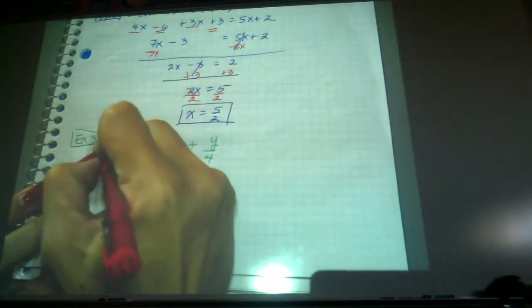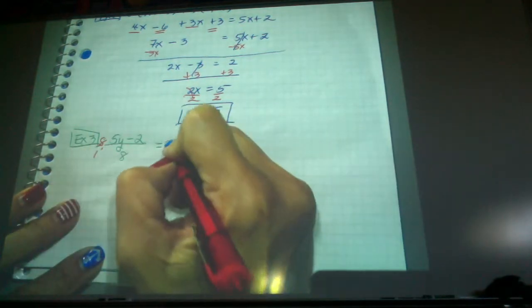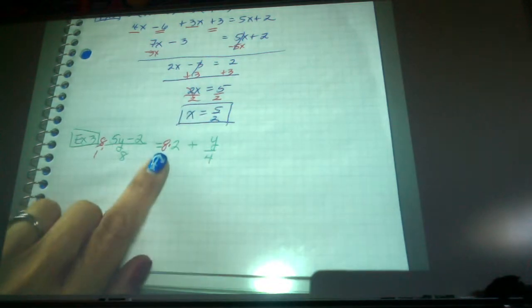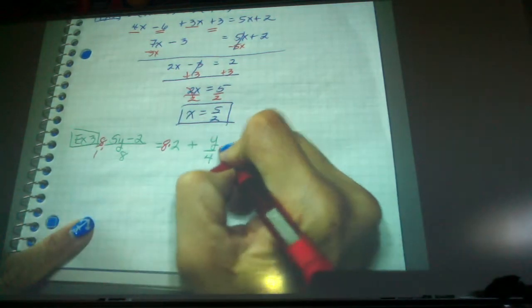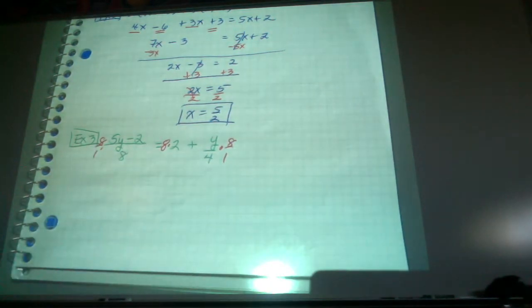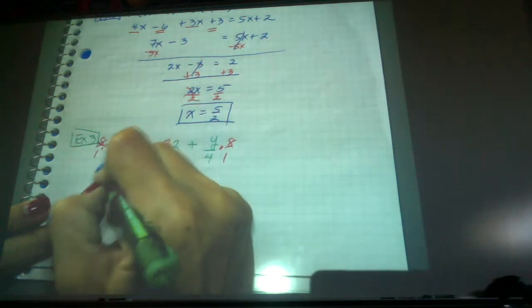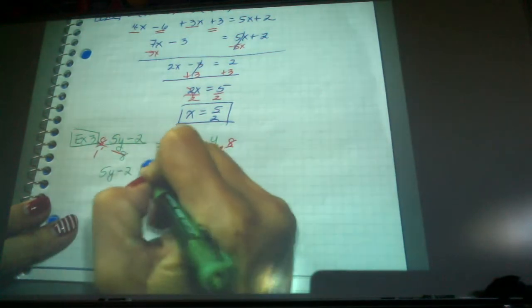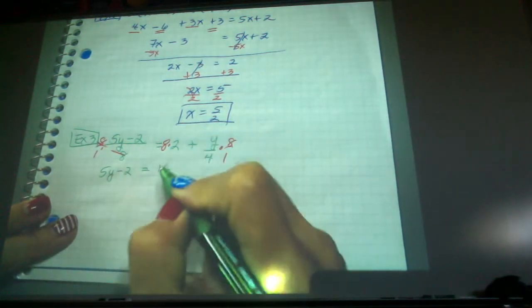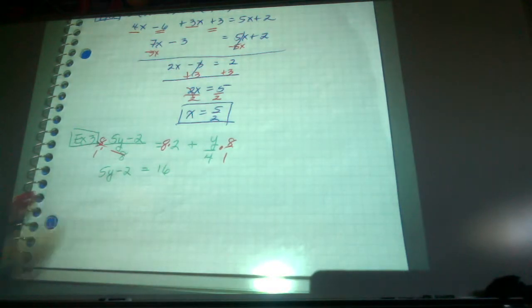So I want to multiply this term by 8 over 1. I want to multiply the 2 by 8, and that's the one that a lot of you tend to forget. And I want to multiply the y over 4 by 8. And so that gets rid of your fractions. So we end up with 5y minus 2 equals 8 times 2 is 16. That's okay.